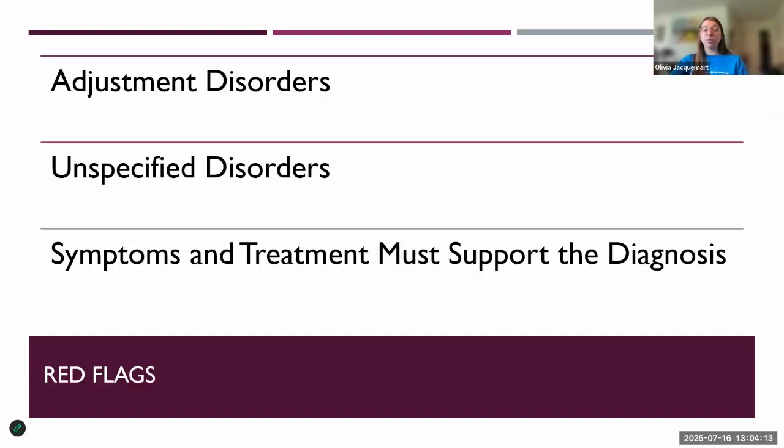So some red flags or things to be mindful of include those adjustment disorders. So these are short-term diagnoses which can make billing difficult in the long term. Any unspecified disorders, as we should be specific about what we are trying to treat and why. And then symptoms and the treatment must support the diagnosis. So we need to be on the lookout for any incongruent items, like a 15 on the GAD-7 but no anxiety diagnosis, or a lot of anxiety symptoms reported with a depression diagnosis.